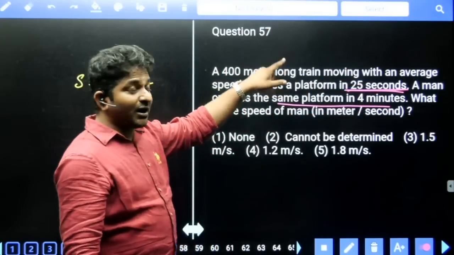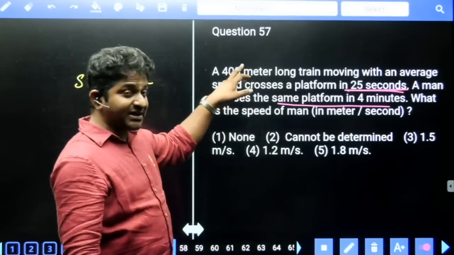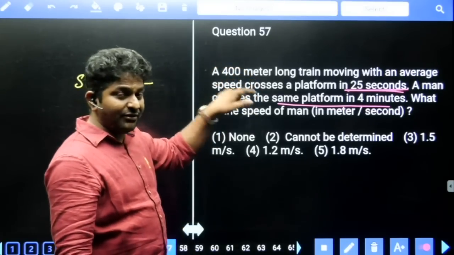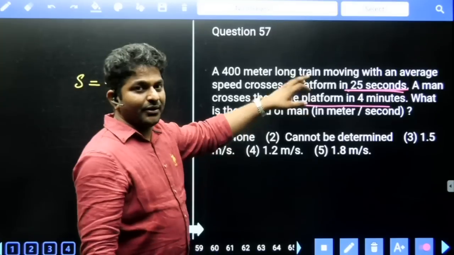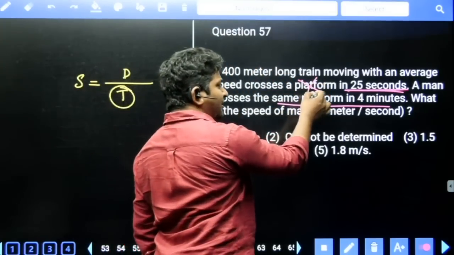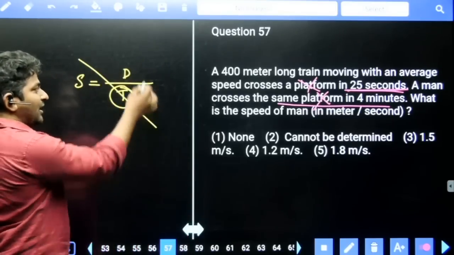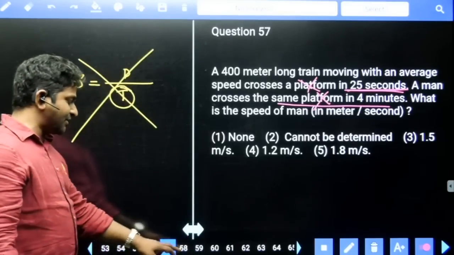Because you are not given the speed of the train, we cannot calculate how much distance is covered by it in the first case in which it crosses a platform. Because you don't have that data, the platform length cannot be determined. When you don't have the platform length, the answer cannot be determined for this question. Answer cannot be determined, second option.